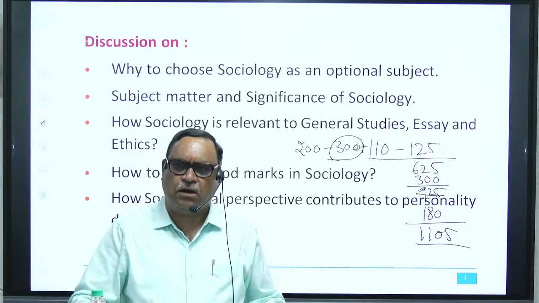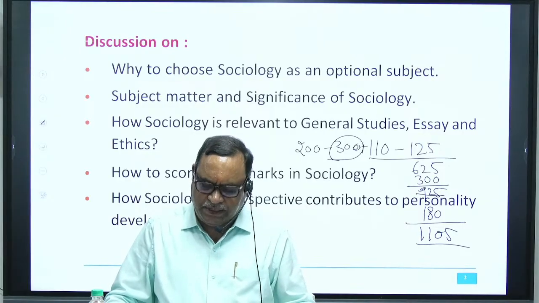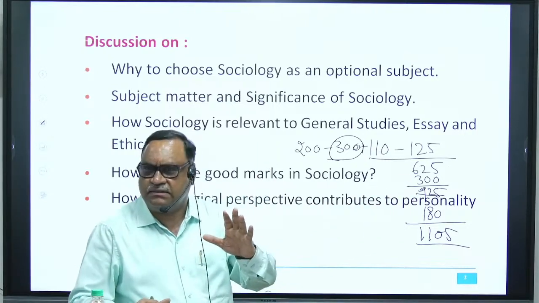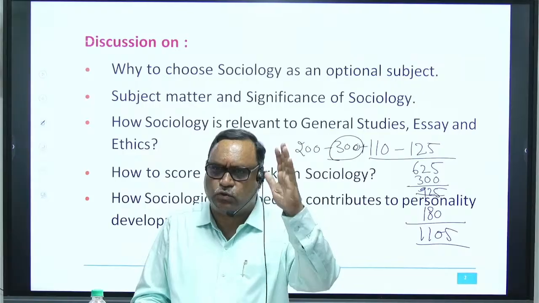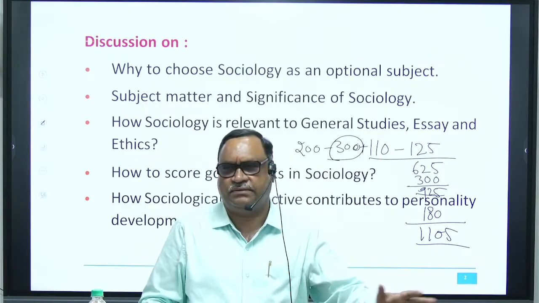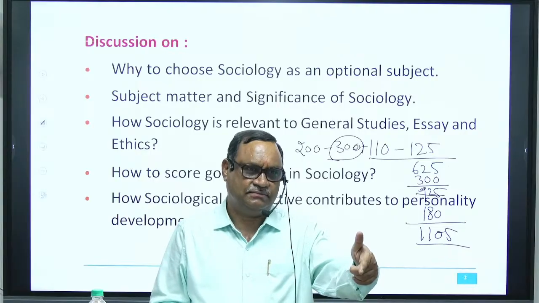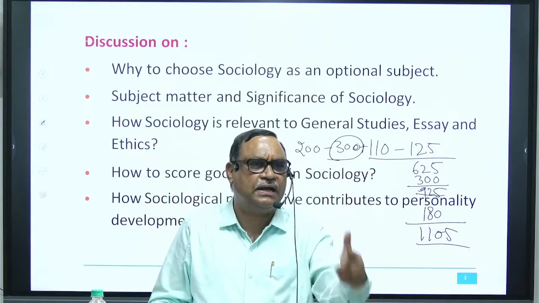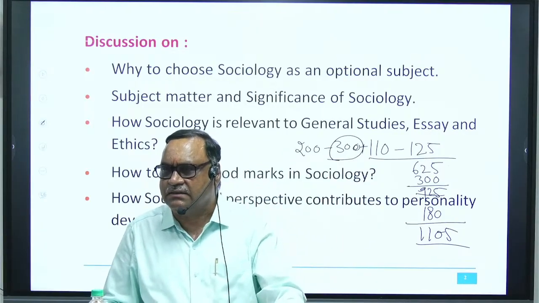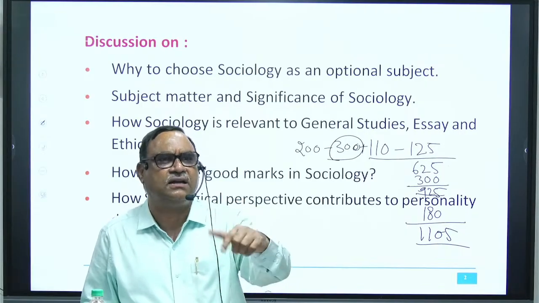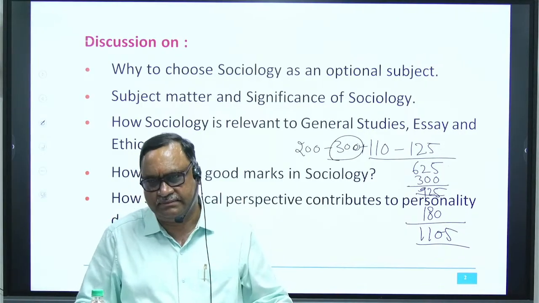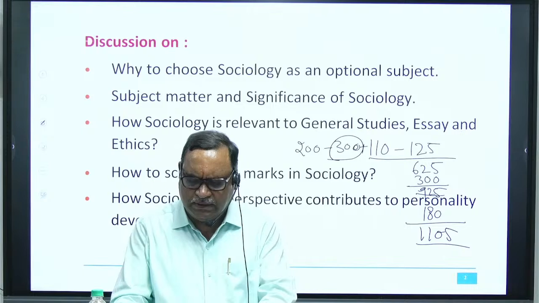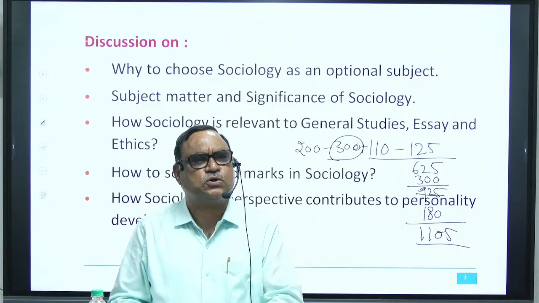My argument is that if you target 300 or 320, I always tell that my target is to make the student score 300 plus. That's all. And what do I do? I train. And I am not exaggerating. Yes, if a student follows my guidelines properly, definitely they will be closer to 300 or 300 plus. That is possible. So definitely it is a scoring subject.